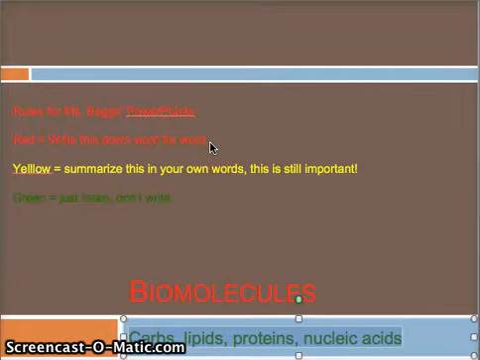If it's in red, you need to write this down word for word. Don't skip any. If it's yellow, I misspelled yellow there, you need to summarize this yellow stuff in your own words because it is still important. And if it's green, you don't need to write it down. Just sit and listen. So the first thing, the title of your notes here, it's called biomolecules.